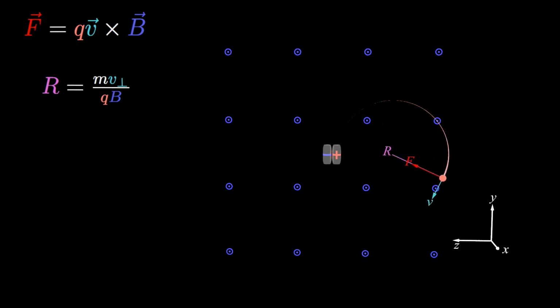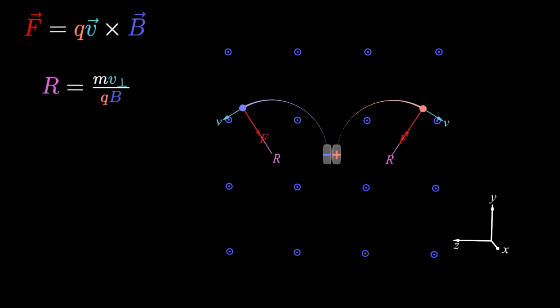Since the force, and hence the acceleration, is always perpendicular to the velocity of the charge, the resulting motion of the charge will be circular. The force on a negative charge will be in the opposite direction. Positive and negative charges will traverse their circles in opposite directions.